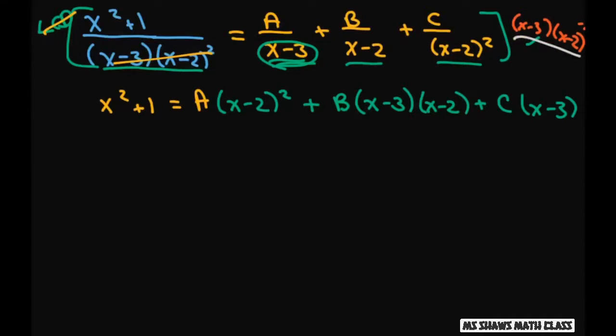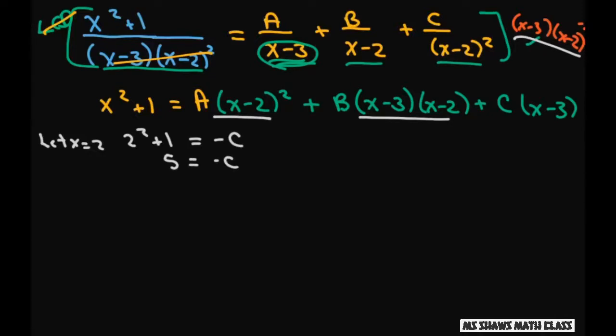Now to solve for A and C, let's let x equal 2. When you do that, you get 2 squared plus 1. These two will be eliminated, and that's going to equal negative C. So 5 equals negative C, therefore C equals negative 5.